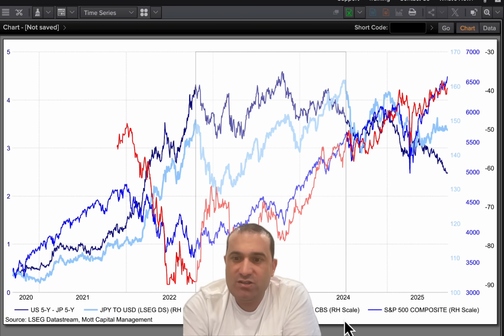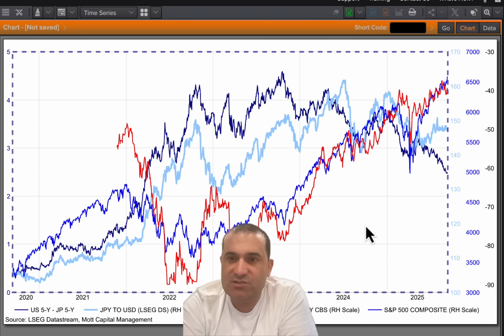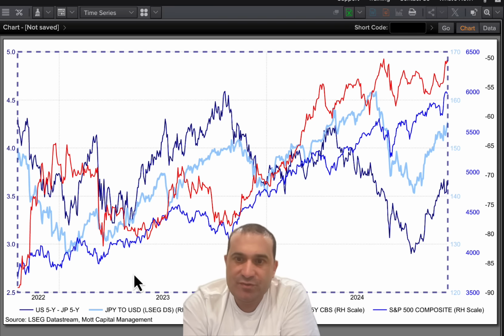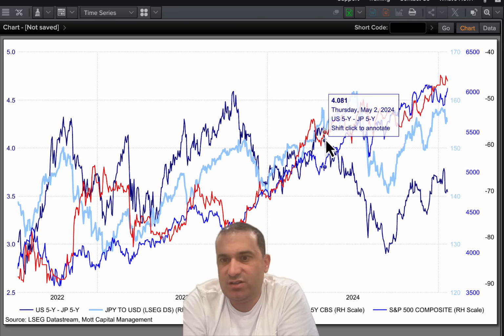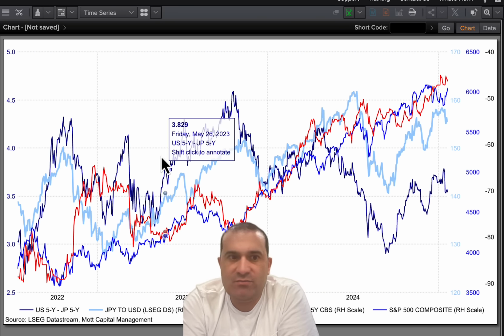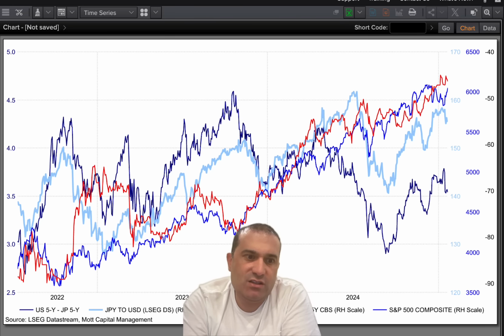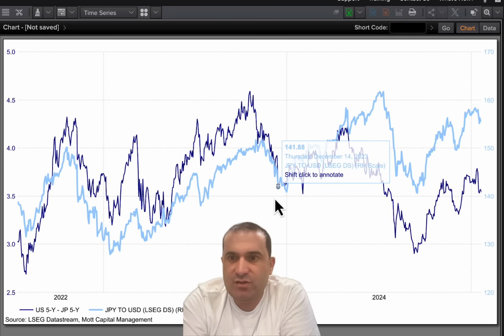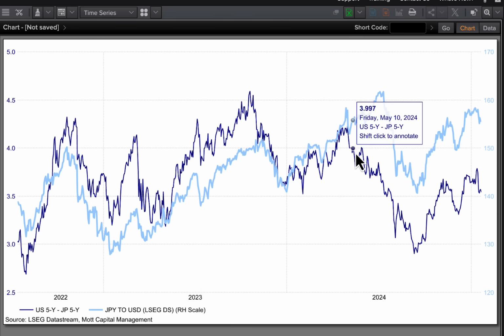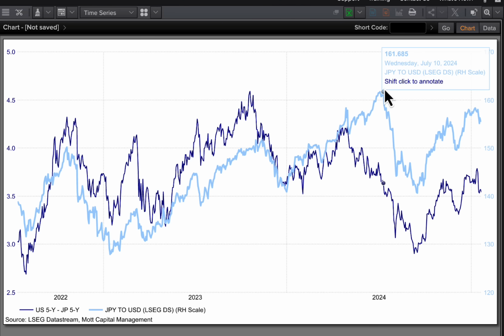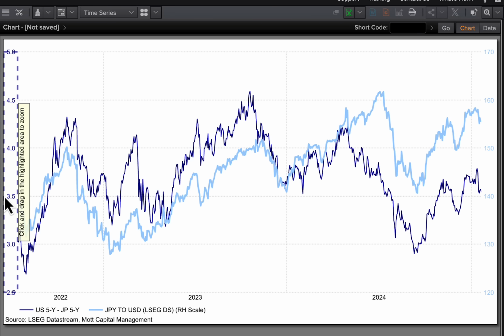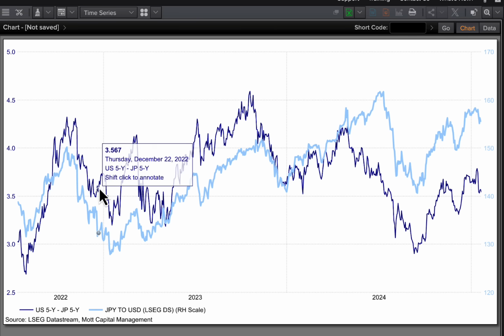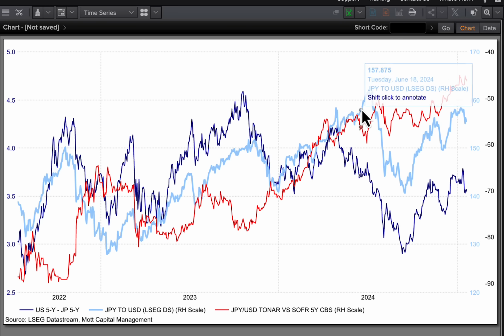In fact, when you zoom in and look at this period of time a little bit more closely, the currency started to deviate from the rate of change in the interest rate. This was in August of 24. You can clearly see that the spread was narrowing while the currency was actually weakening. And that's likely because during that time you actually saw the cross-currency basis swap moving up.